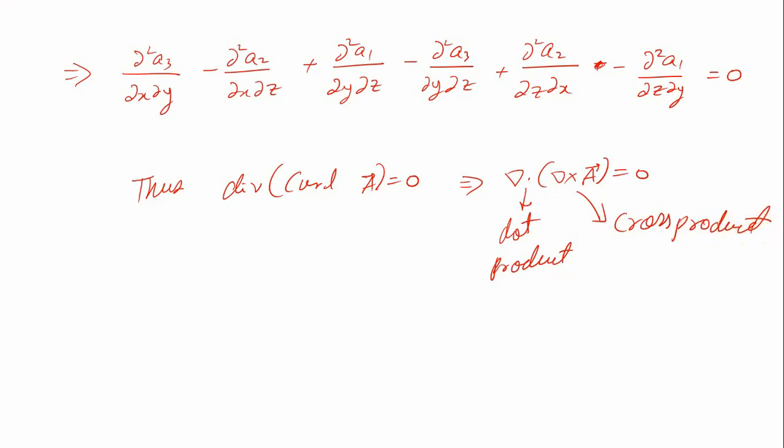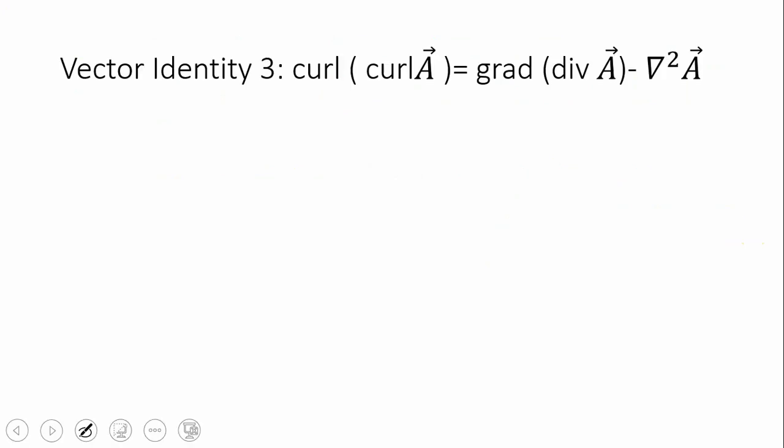Yes students, very important identity we have calculated. So now we'll go to the next one. Yes students, so vector identity 3. Now this is very important, and here you can see it is a little bit twisted. The question is twisted: prove that curl curl A bar is equal to gradient of divergence A bar minus del square A bar. Yes students, they have twisted it a little bit, so don't get confused.